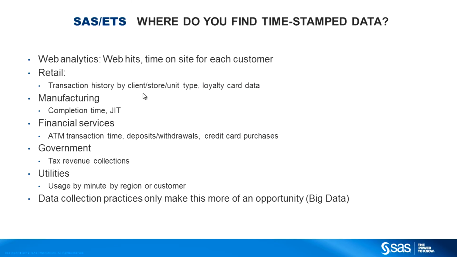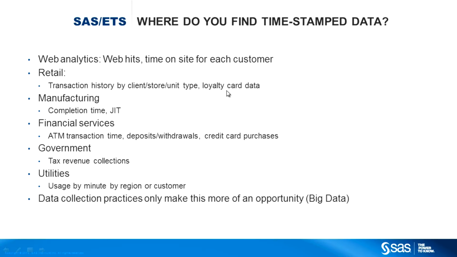Where might we find these transaction-level data? Well, web analytic data come in this form. How many web hits on a site in a given time? Potentially you have an IP address on the individual. And so in order to make sense of the data, what we need to do is collapse it in some form. As we've already seen, there is retail data that is based on transaction history, which could be by the client, by the store, by the unit.